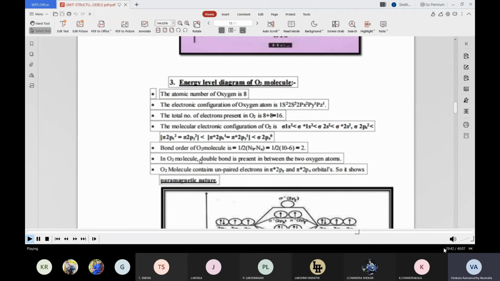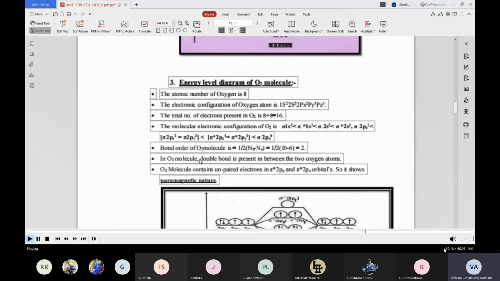The oxygen molecule contains unpaired electrons, that is, in the pi star 2py1 and pi star 2px1 orbitals. So it shows paramagnetic nature. The oxygen molecule exhibits paramagnetic nature. That is called unpaired electrons in orbitals. That is a must and should: unpaired electrons in oxygen molecules give the paramagnetic nature.